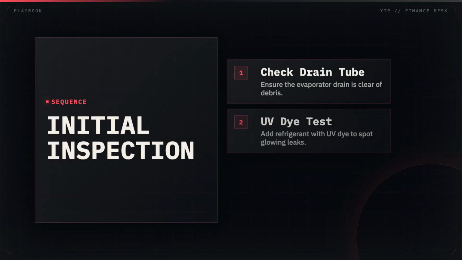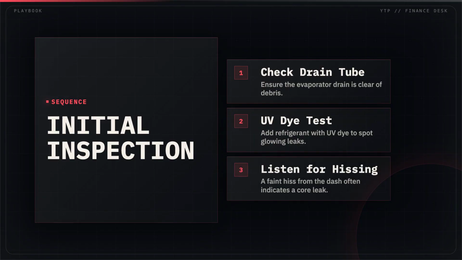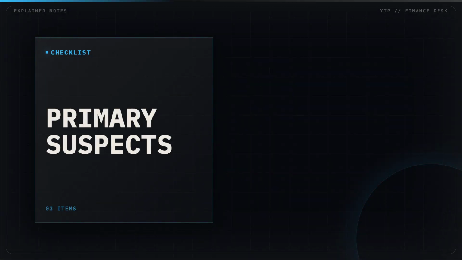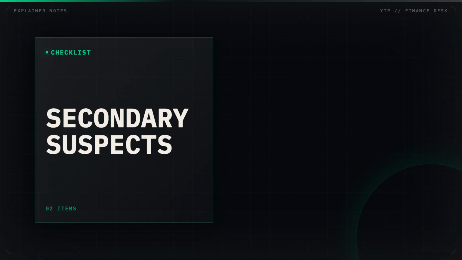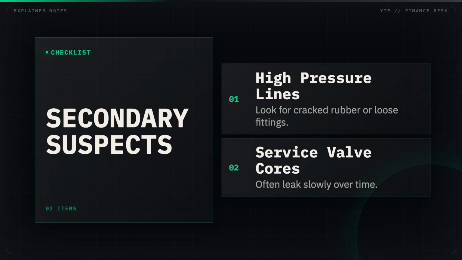Start by checking your evaporator drain tube for clogs and running a UV dye test to reveal the exact source. Most leaks occur at the evaporator core, the condenser O-rings, or the compressor shaft seal. Don't overlook the service valve cores and high-pressure lines, which can develop slow leaks after a decade of service.